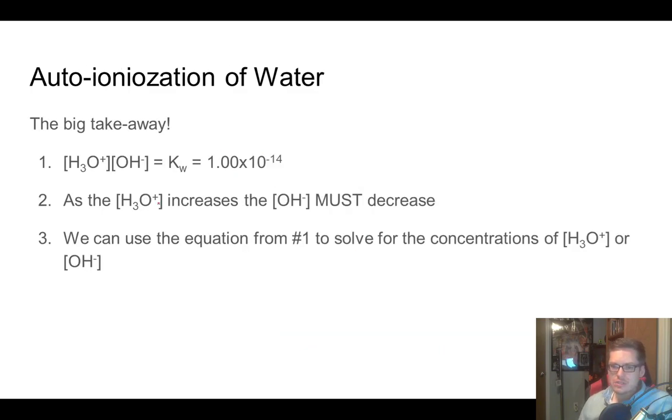All right, so this is your big takeaway. What do you need to take away from this? Number one, your hydronium times your hydroxide equals your KW, which is equal to 1 times 10 to the minus 14th. Therefore, as your hydronium increases, the hydroxide must decrease. They always go hand in hand. If your hydronium goes up, your hydroxide goes down. Because if they both go up, then your KW would be higher than 1 times 10 to the minus 14th, and that's not possible.